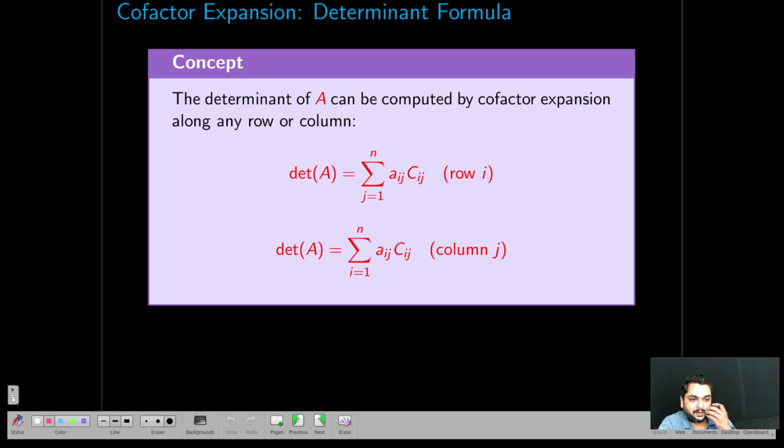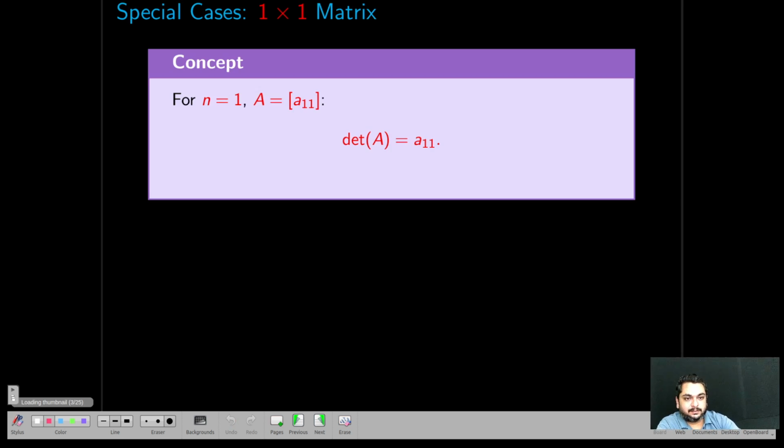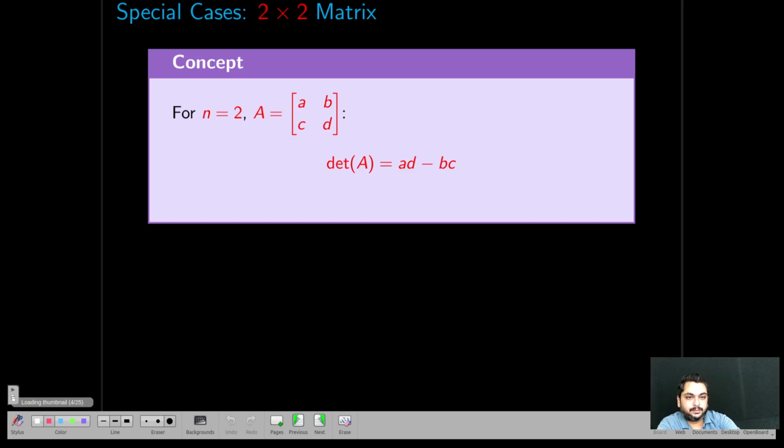Let us take an example. Adding all those cofactors will give you the determinant of the matrix A. So let's see an example. Before that, we'll see some special cases. If n equal to 1, there is only one element, and the determinant will be that element itself.